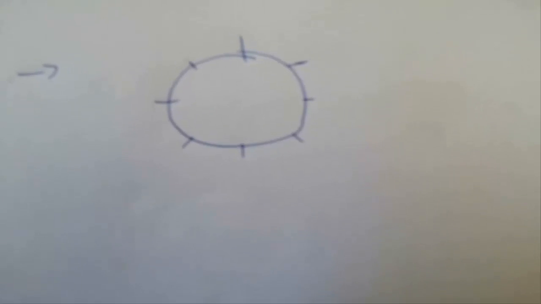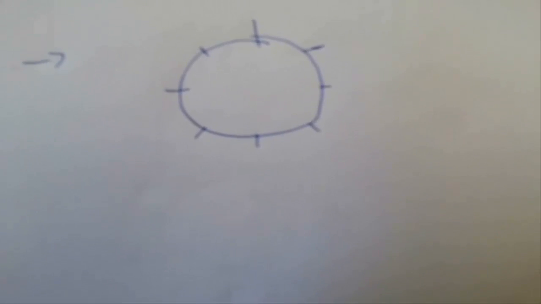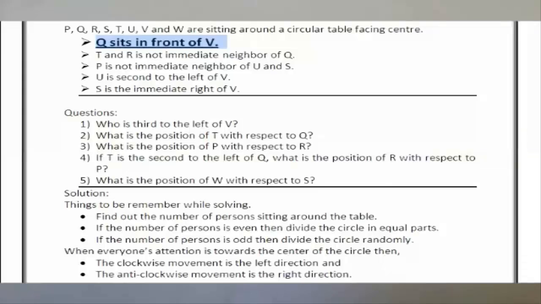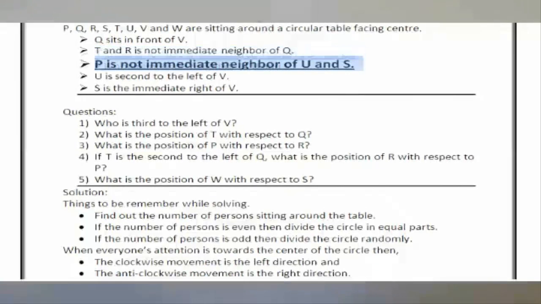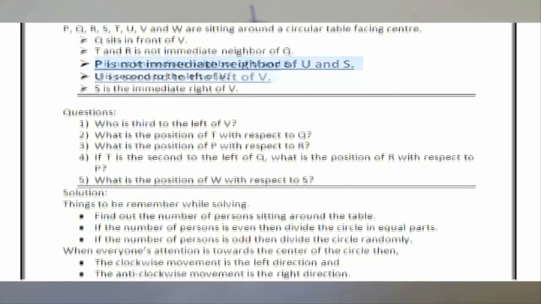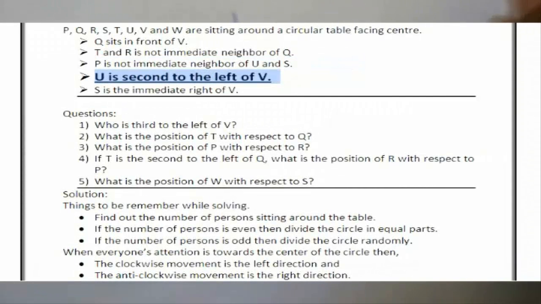Now we have to read the conditions provided here very carefully. The first condition says Q sits in front of V. We will check this condition later. The second condition says T and R are not immediate neighbors of Q. We will check this one also later. The third condition says P is not an immediate neighbor of U and S. We will again check this condition later. The fourth condition says U is second to the left of V. So here it comes.